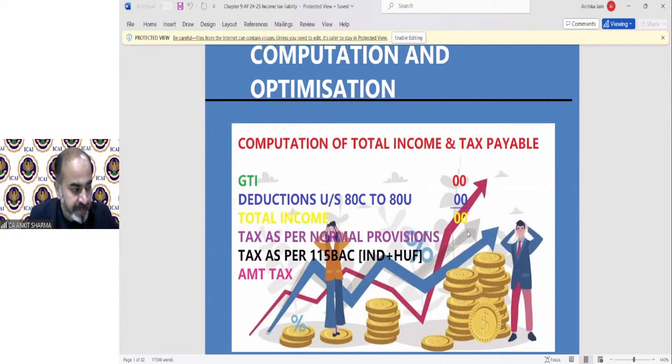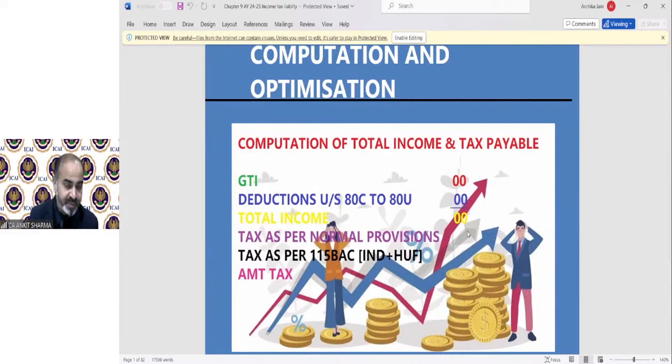And one more tax is AMT tax. So there is a lot of thing for calculating your final tax liability. When there was no section 115BAC, at that point of time, we just needed to calculate tax as per normal provision. And at some point of time, AMT was also not there. So there was only one kind of calculation, that is tax as per normal provision. But after some time, AMT has been introduced.